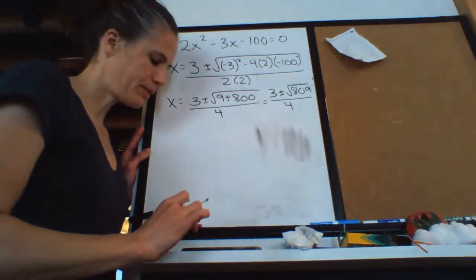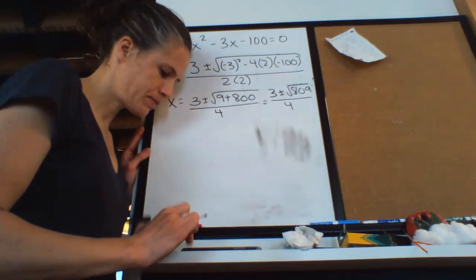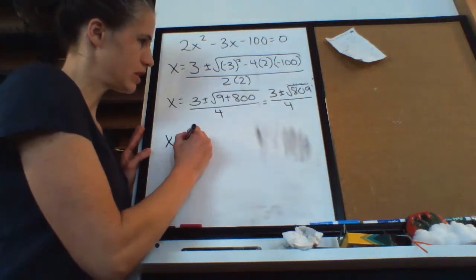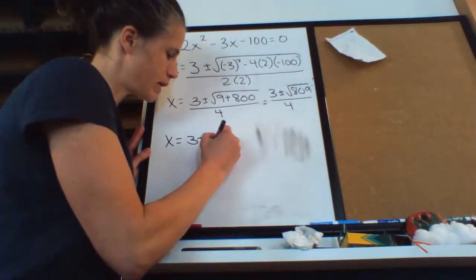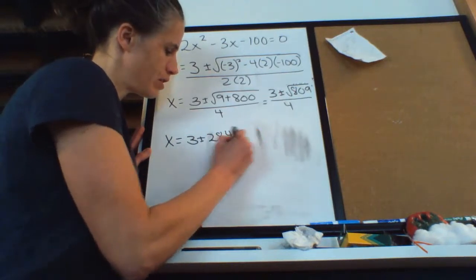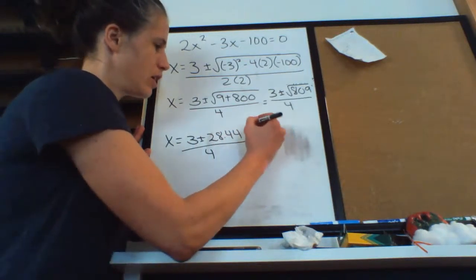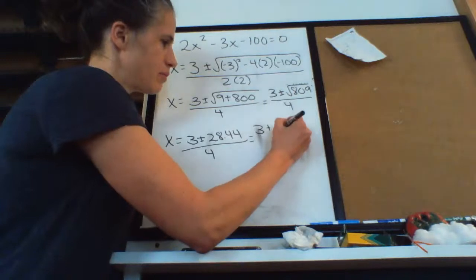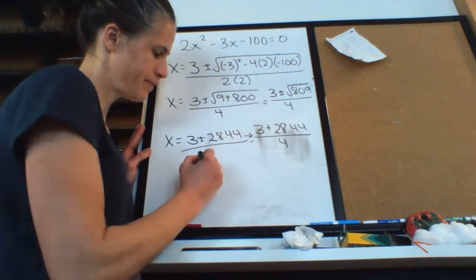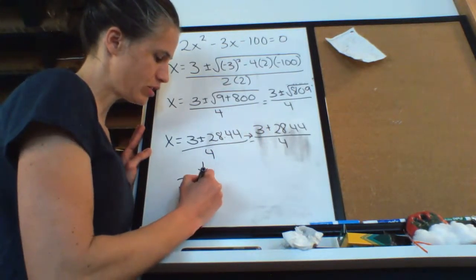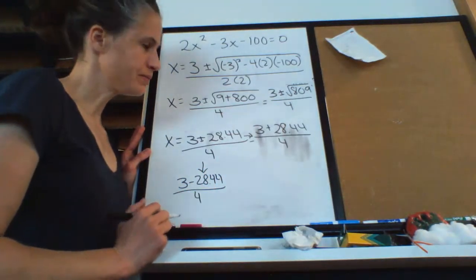Okay? Now I'm going to take the square root of 809 and I get x equals 3 plus or minus 28.44 all over 4. I'm going to write two equations from here. 3 plus 28.44 all over 4. That's one equation. 3 minus 28.44 all over 4. Okay?